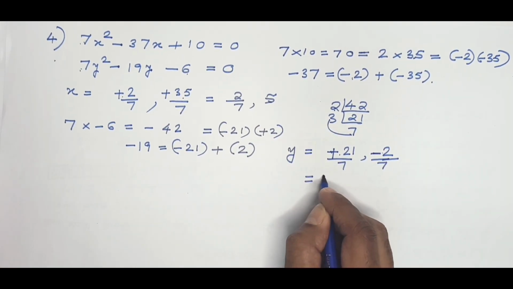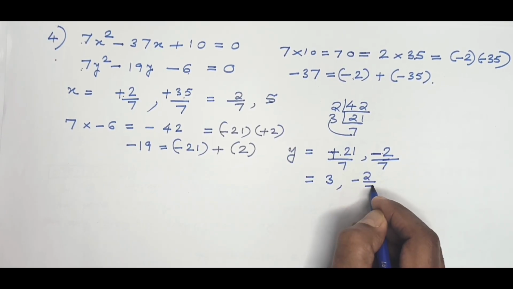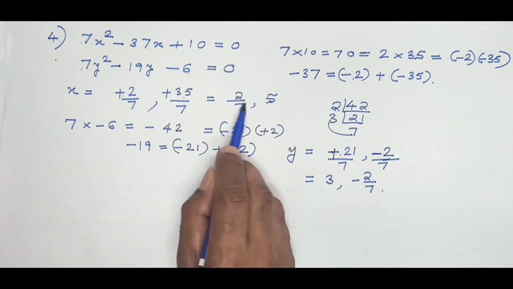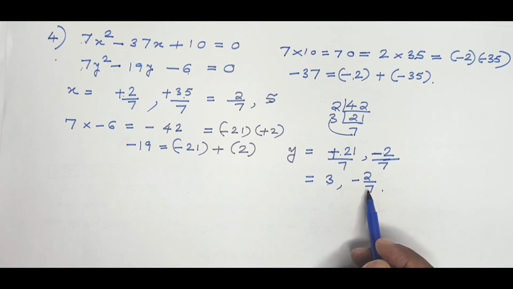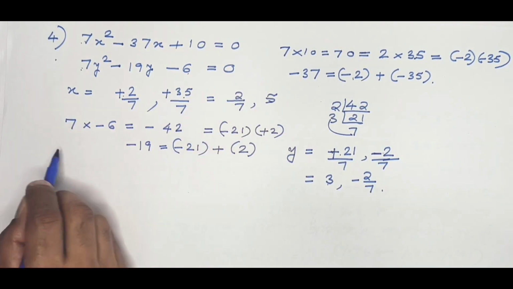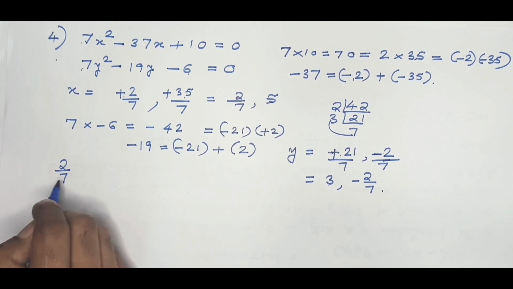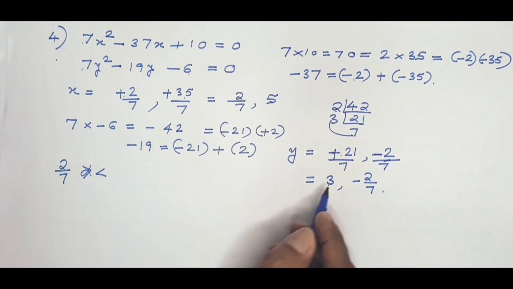So that's equal to this, on simplification, 3. The other one is minus 2 over 7. So x is 2 over 7, 5. Y is 3 and minus 2 over 7. You take the first value of x, 2 over 7. That is less than 3.